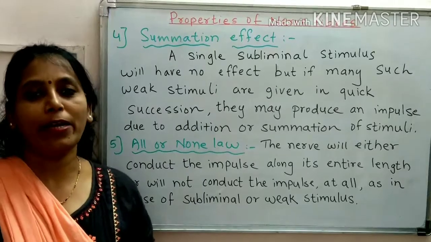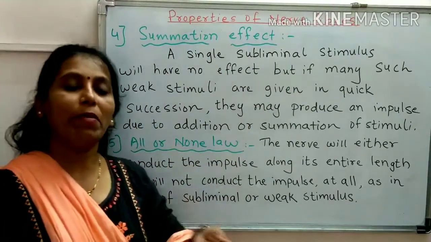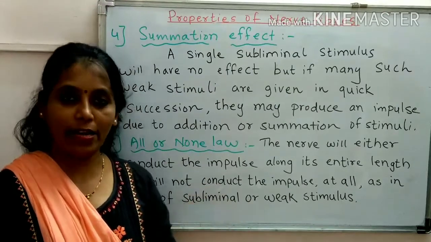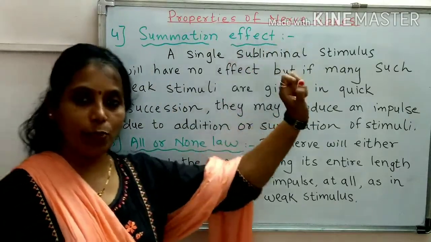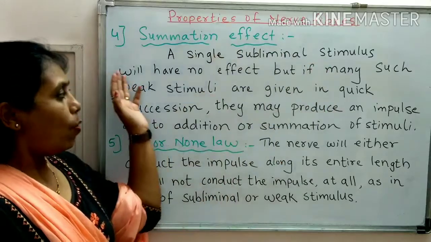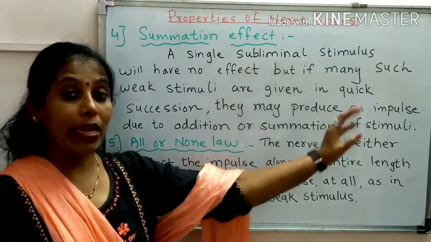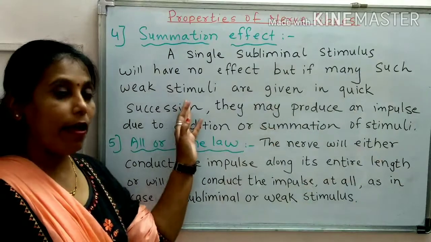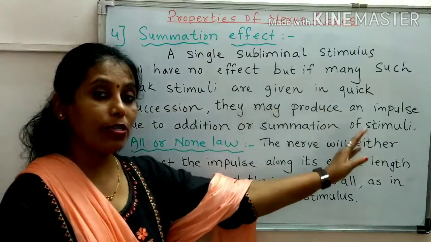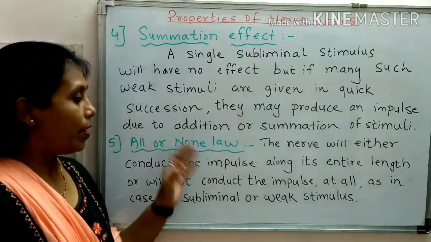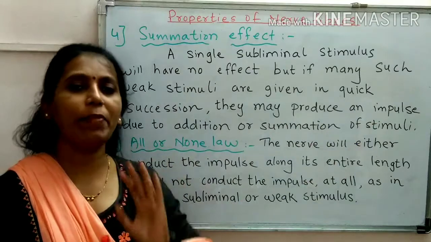Let us study the next property of nerve fiber, and the property is summation effect. The name itself indicates that summation means addition. Let us study a single subliminal, meaning weak, stimulus. A single weak stimulus will have no effect on the nerve cell or the nerve fiber. But if many such weak stimuli are given in quick succession, they may produce an impulse due to addition or summation of stimuli. For this, I'll just give you a simple example.